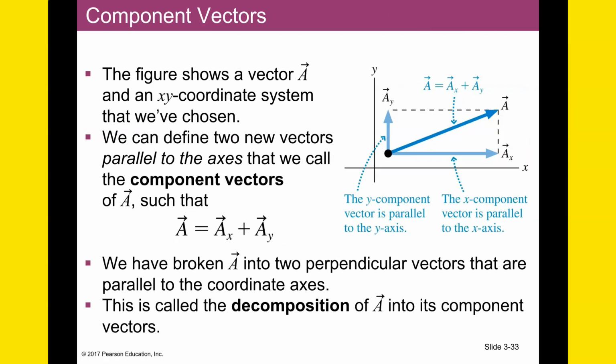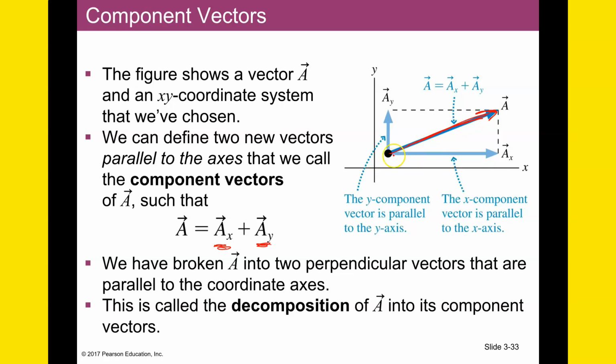The figure shows a vector A and an XY coordinate system that we've chosen. We can define two new vectors parallel to the axes that we call the component vectors of A, such that A equals the X component of A plus the Y component of A. This is doing exactly what I said earlier. So if you have this vector A, you can break it down into its components.